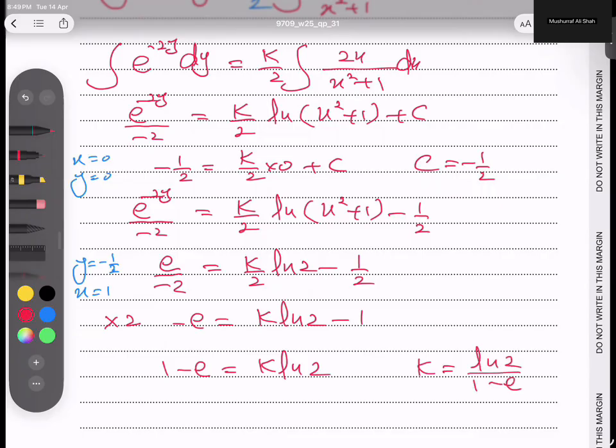So I hope up to this point it is clear. And now I'm going to do the remaining part. So how do we do the remaining part, students?